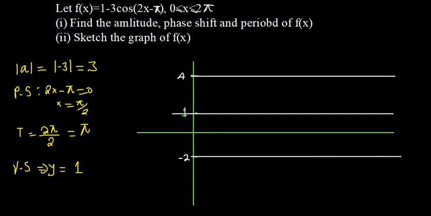Okay, there. What is the next thing that we're going to put on our function? The next thing that you do now is look at your phase shift. The phase shift is at pi over 2. So let me say pi over 2 is here.